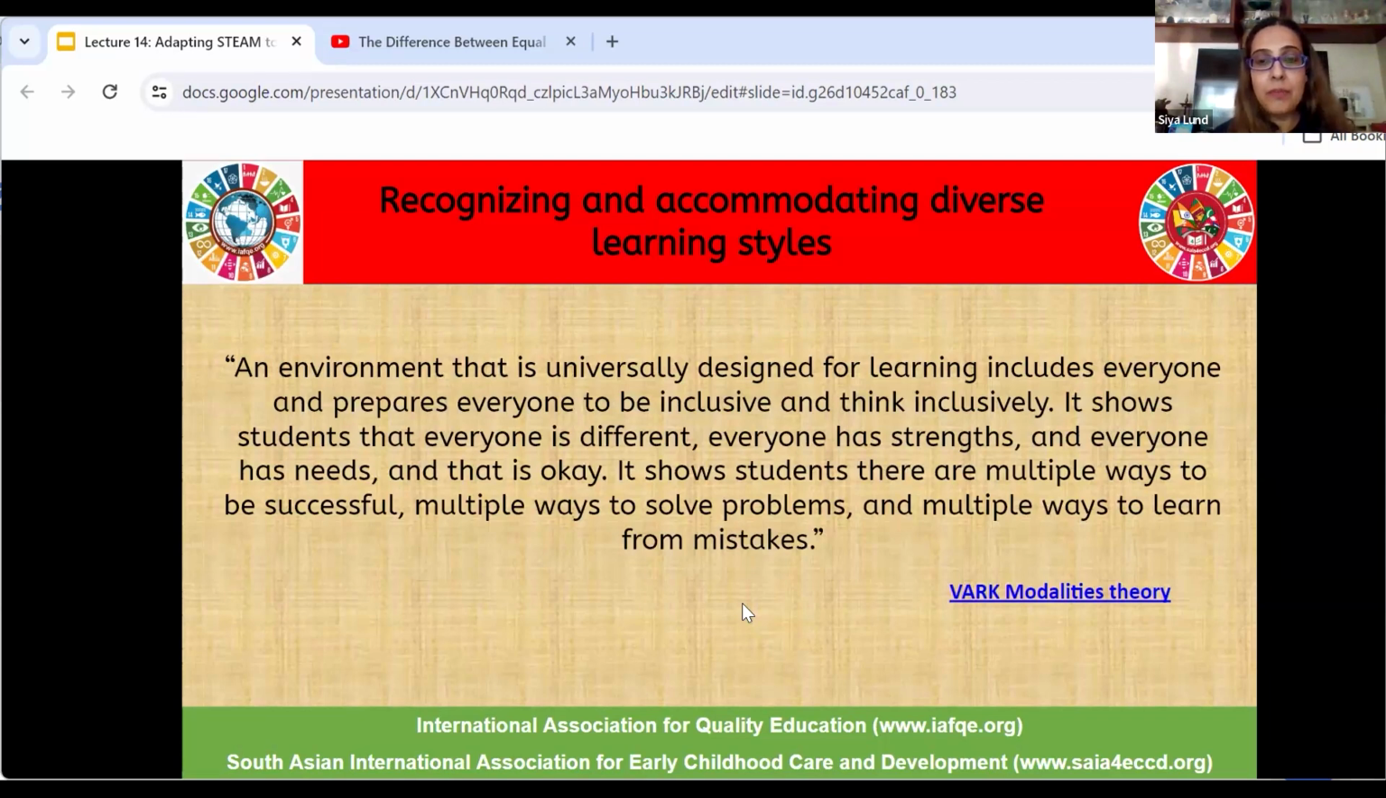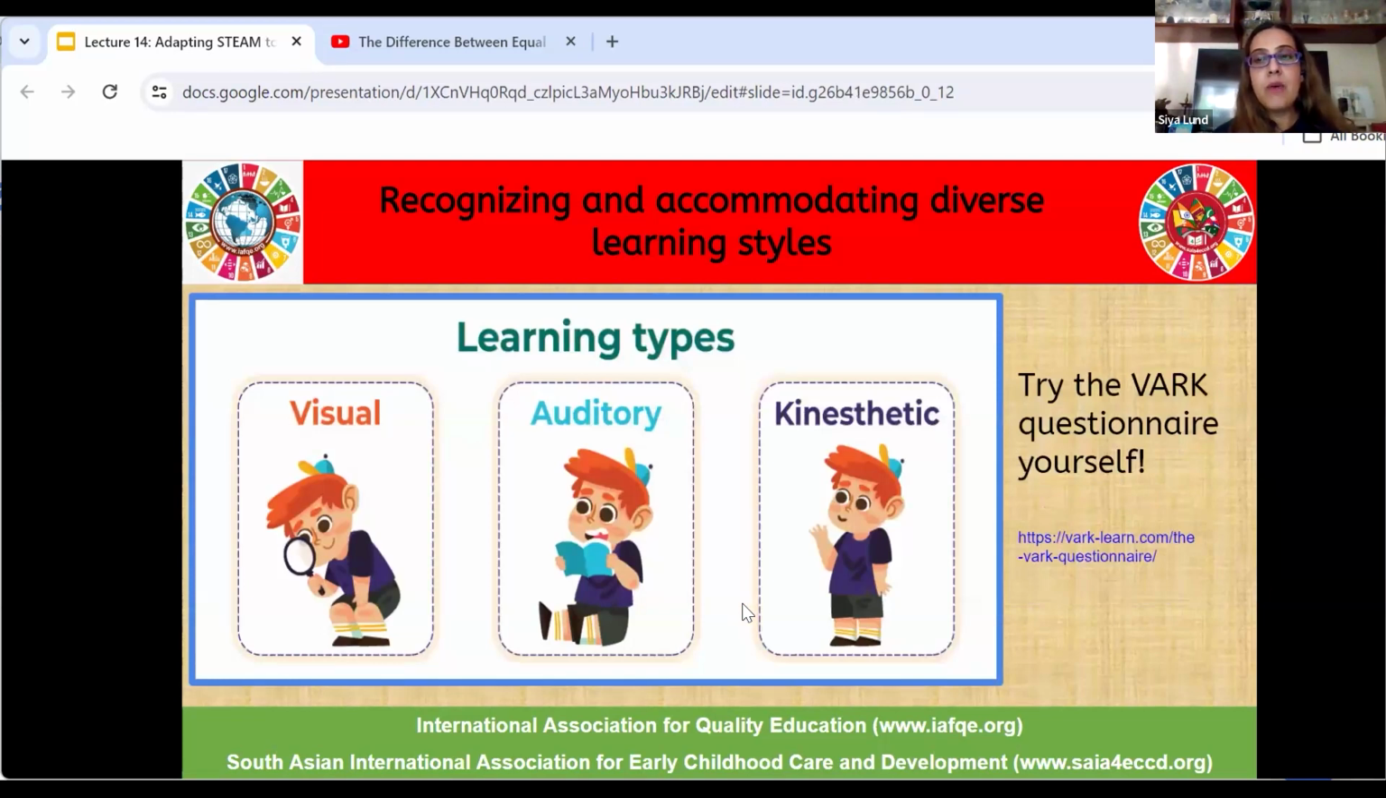Okay, moving forward from here towards VARK modalities. So VARK talks about, the V is for visual learning types. When we try to recognize the different learning styles, we can say that there are some students who are visual learners. We'll talk about it in brief in the next slide. The A stands for auditory learners, learners who can learn better by listening to things. Visual learners are children who can learn better by looking at something around them. Auditory are by listening to things around them.